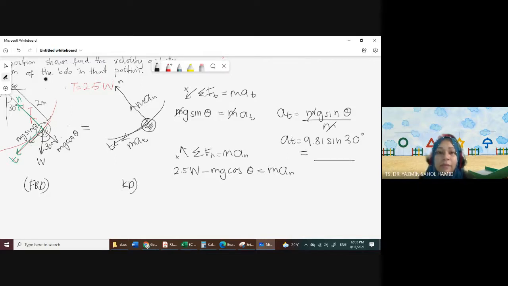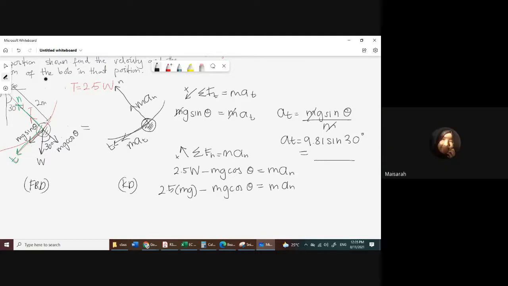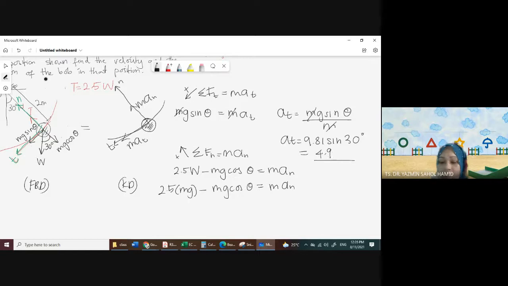This one, 2.5 mg. This is someone else's. mg. Okay, alright. So here can we find AN? Can we? What is AT? 9.81 sin 30 is how much? 4.9. Correct.